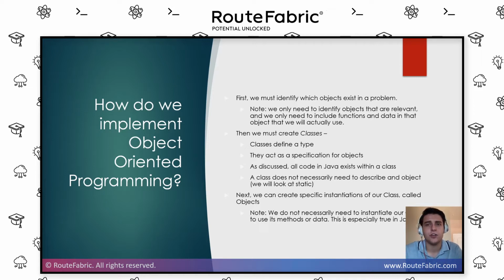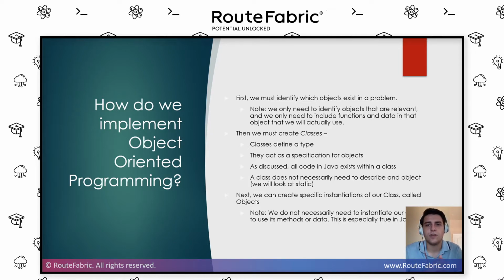As discussed earlier, all code in Java exists within a class. This is mandatory. You can't have free-floating code outside of a class. This means that a class does not necessarily need to describe an object. We'll get into this when we look at static. Basically, all I'm trying to say here is that if we write a class, we don't necessarily need it to define an object, but a class is often used as a definition for an object.